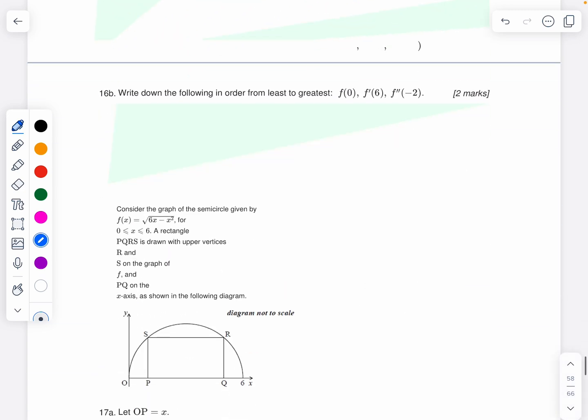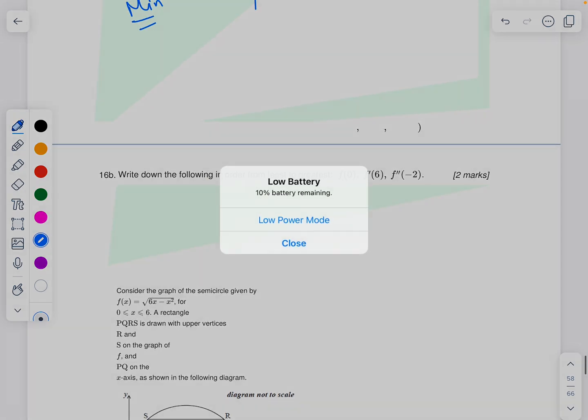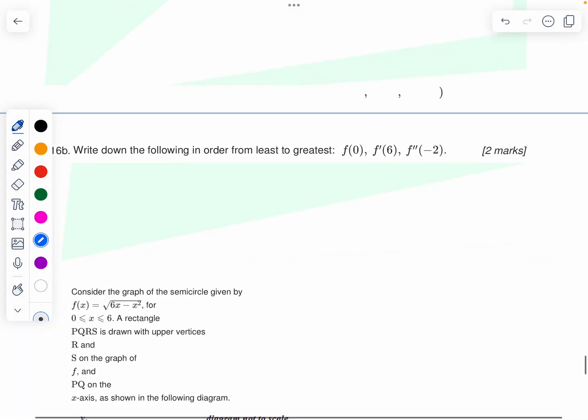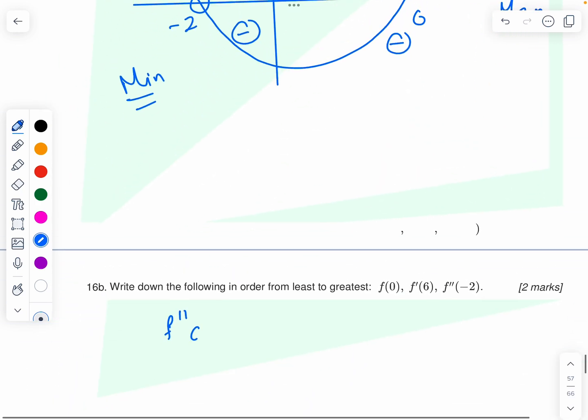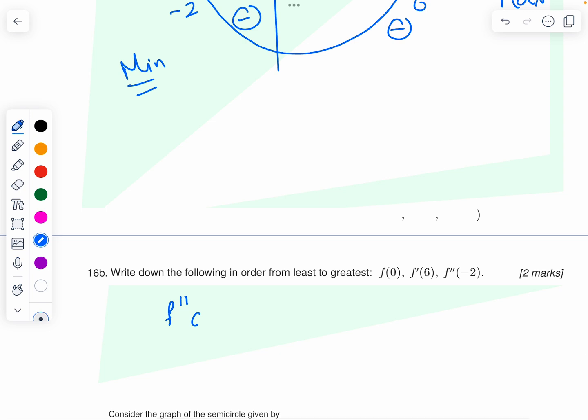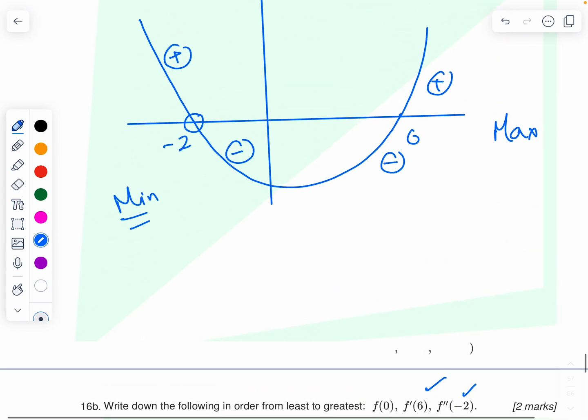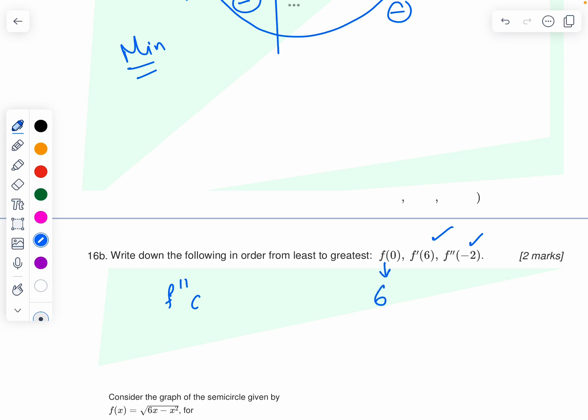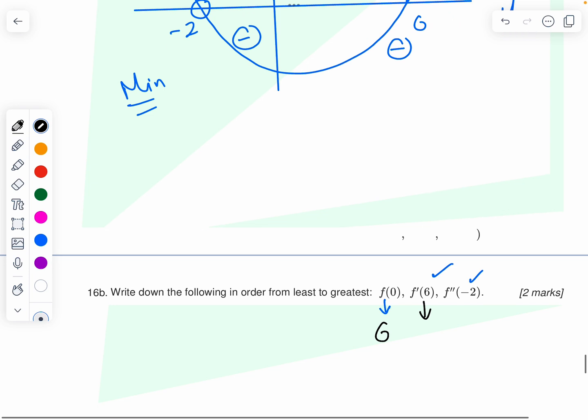Write down in order, from least to greatest, the values of f of 0, f prime of 6, and f double prime of minus 2. So what is f double prime of minus 2? So I have f prime of 6, f double prime of minus 2, and f of 0. The f of 0 value is 6. F prime of 6 is 0.